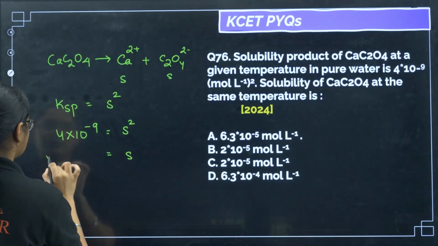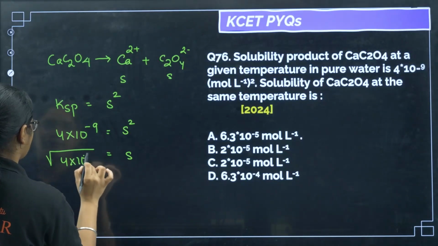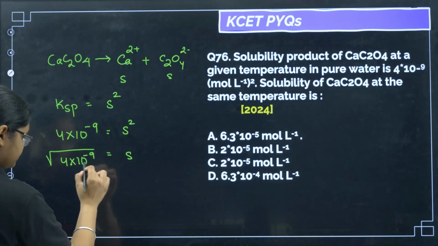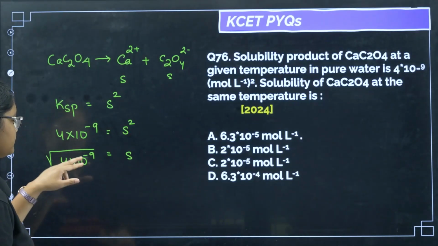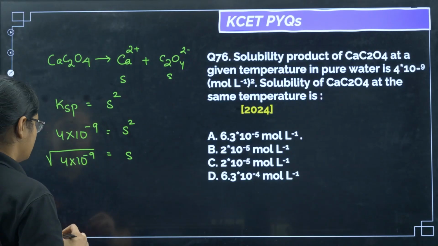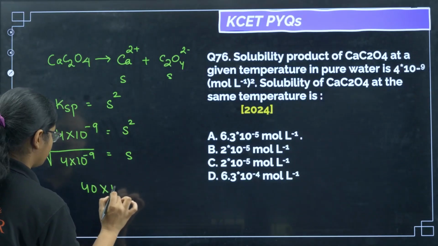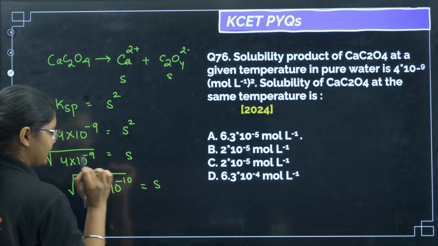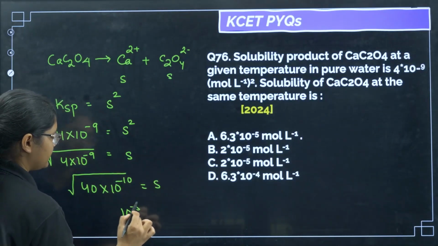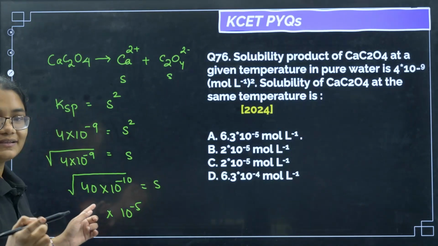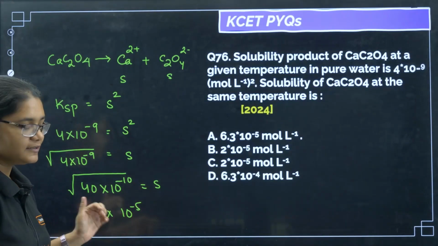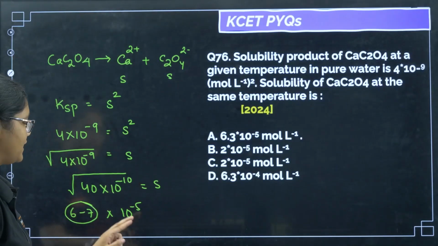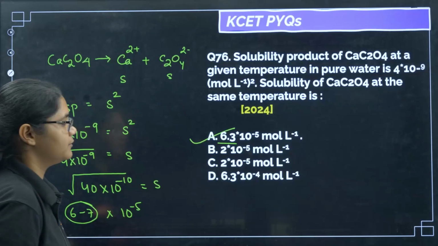So what is the value of S? Root over of 4 into 10 to the power of minus 9. I just want to make this power divisible by 10. So I can make it as 40 into 10 to the power of minus 10, right? Root over of that is equal to S. Now 10 to the power of minus 10 will give me 10 to the power of minus 5. Now you know 6 square is 36, right? And 7 square is 49. So it will be a number between 6 and 7 into 10 to the power of minus 5, and that is 6.3. So option number A.